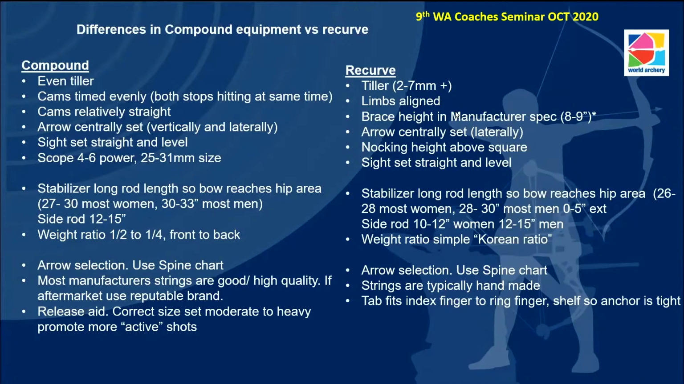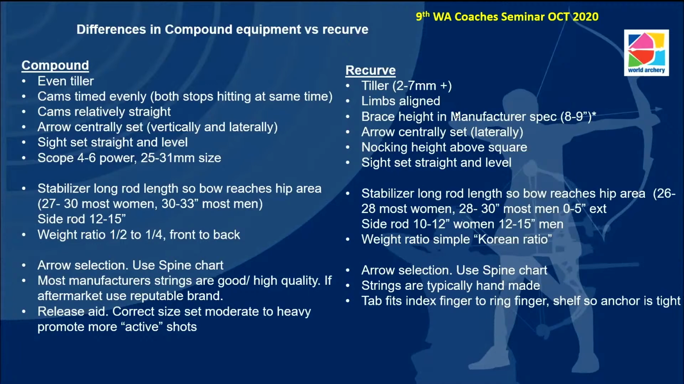So with the compound: even tillers, cams timed, the cam in space being relatively straight, an arrow set centrally, the sight set squarely, and using a very simple scope, 4 to 6 power, is enough. Plain and simple, very, very easy.